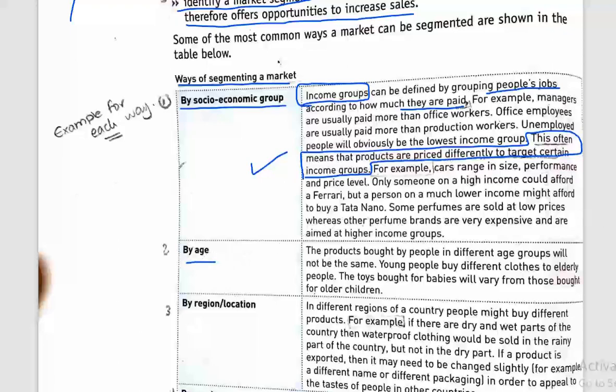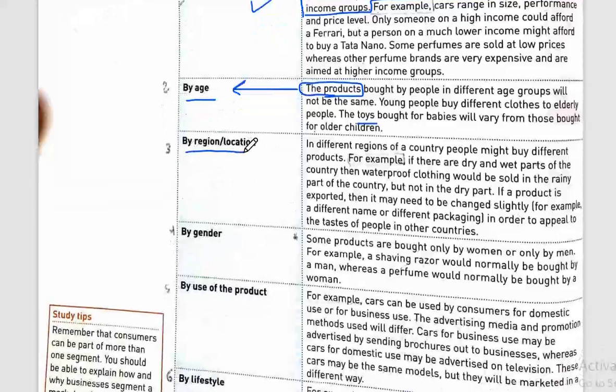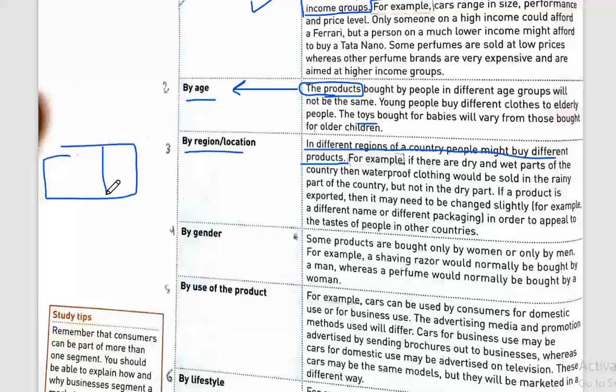By age, the products bought by people in different age groups will not be the same, so when I segment the people by age, I will make sure to offer the right products that are appropriate for their ages, whether it's toys or something for grown-ups, clothes for grown-ups, and also by region or location. In different regions of a country, people may buy different products. So when I segment the whole market based on location, I'll make sure that I'm offering products that are appropriate for the people who are living in this location or in this region specifically.